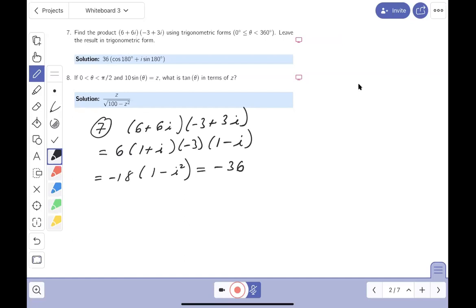But what do they want to know? They want me to write it in trigonometric form. So let me remind you about that. And certainly you may not remember that. You go back and review.